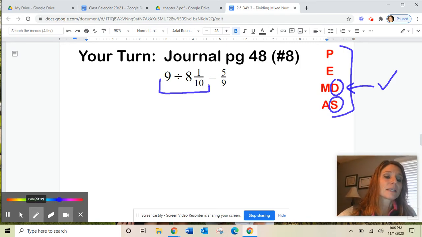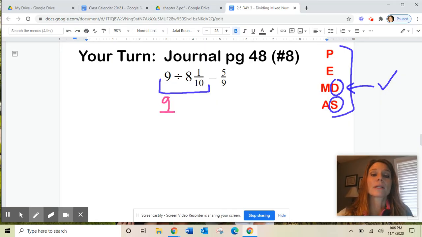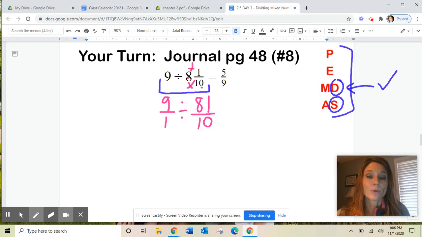I have some numbers that need to be prepared. So my whole number gets prepared by putting it over 1. Did you remember to put a 1 underneath your whole number? My mixed number needs to be turned into its improper. So 10 times 8 is 80 plus 1 is 81. Denominator 10 stays the same. Did you turn your mixed into an improper correctly? Check that.